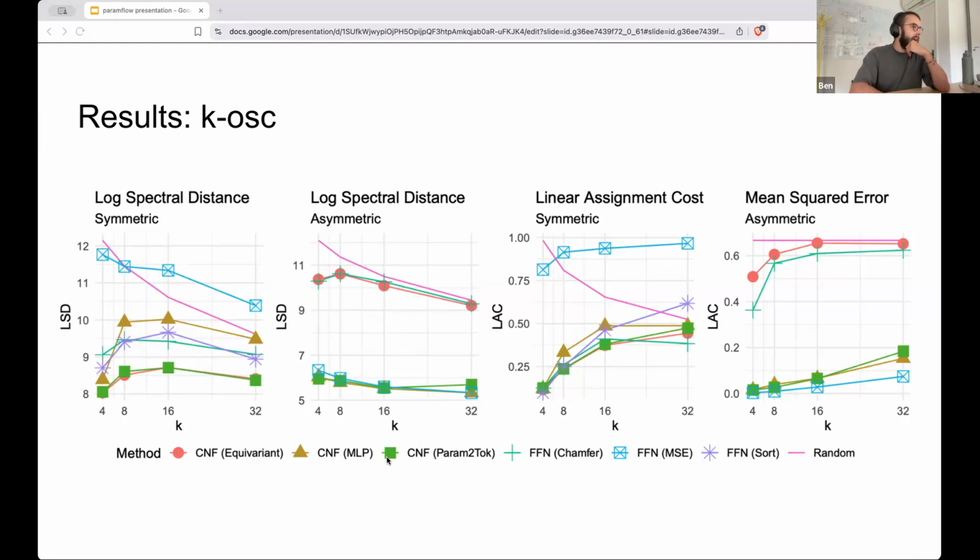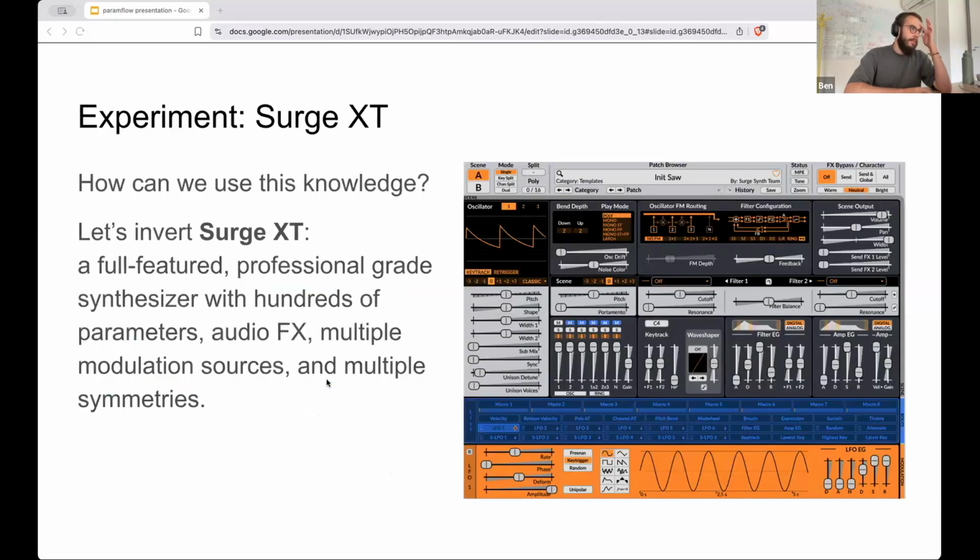What's really nice is our parameter token model, this green square, it basically lets us enjoy the best of both worlds. When there's a symmetry present, it's able to make use of its inductive bias, but when the symmetry is not there, it simply learns to break this and behaves like a regular model. Okay, so this tells us that symmetry has an effect, and it shows us that our intuition is correct. We can use these generative models with a symmetric bias to overcome it. What can we do with this?